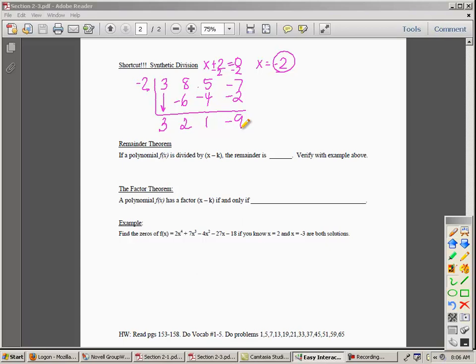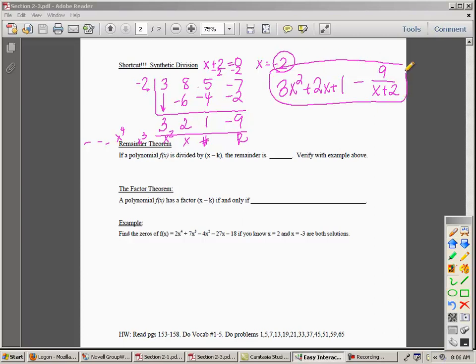And what you'll notice is these are the same numbers that are left in the answer we had above. The last number is always your remainder. Then you're left with your number, your x, and your x squared. If I had more numbers, it would go x cubed, x to the 4th, and so on. And so we're going to write this back as a polynomial. 3x squared plus 2x plus 1 minus a 9. Now here's the problem. You have to go back to your original polynomial. So an x plus 2 goes on the bottom.